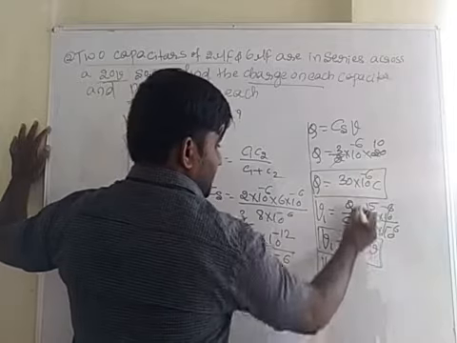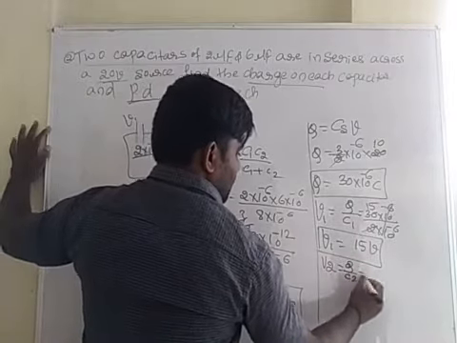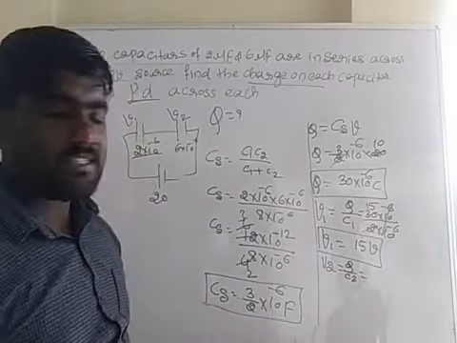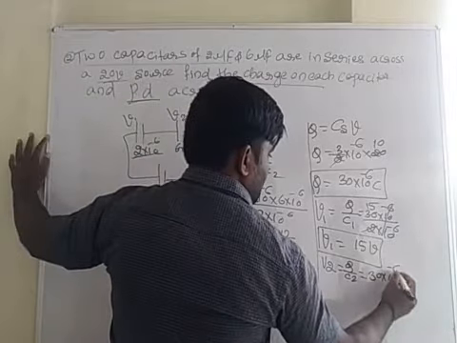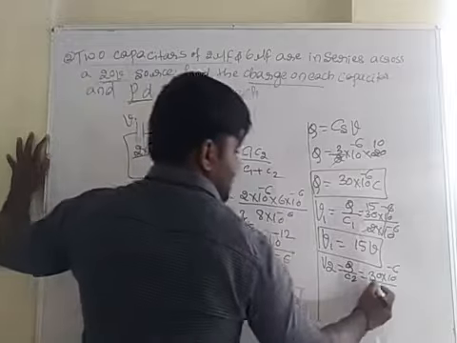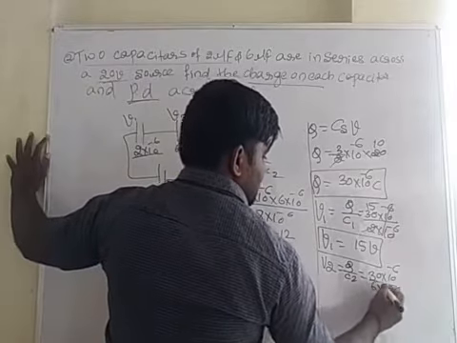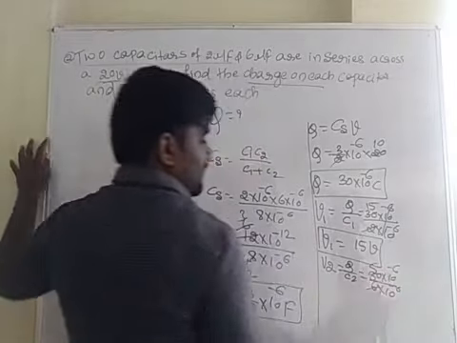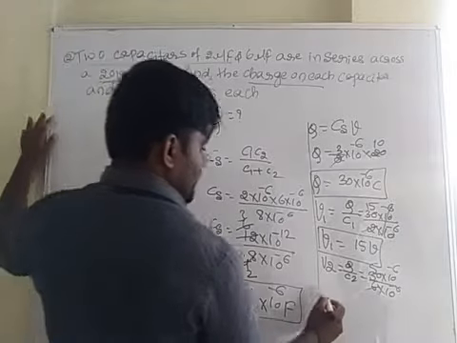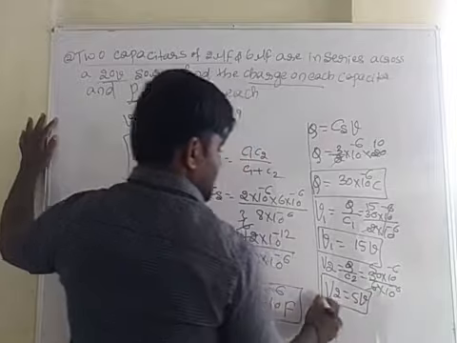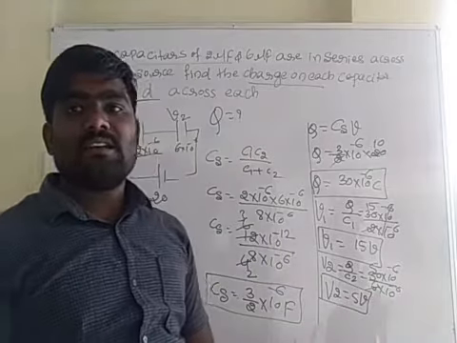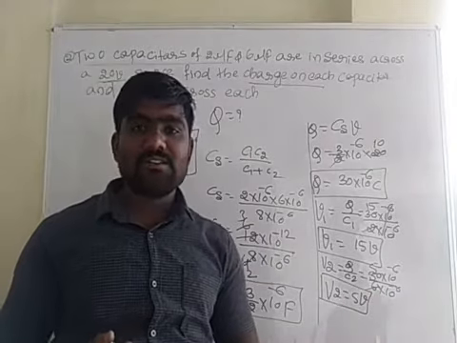V2 is equal to same Q divided by C2. Okay? Q divided by C2 means Q is 30 into 10 to the power minus 6 divided by 6 into 10 to the power minus 6. 6 ones are 6, 5 fives are 30. So V2 is equal to how much are we getting? 5 volt is the final answer. Okay, like this only we are going to solve some of the problems.